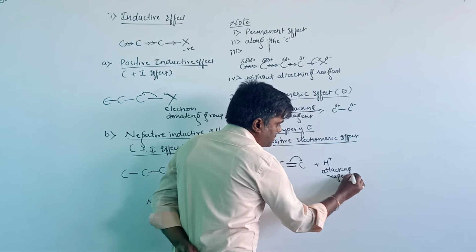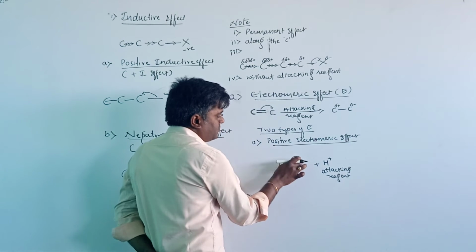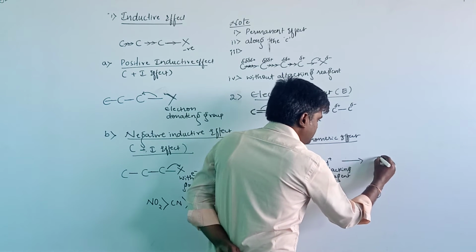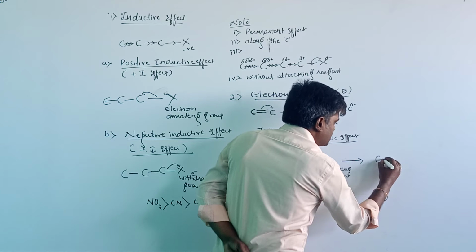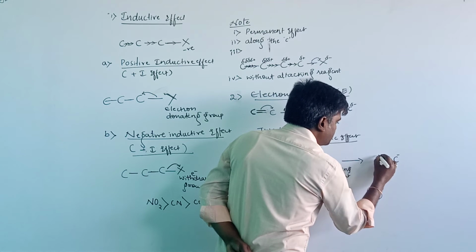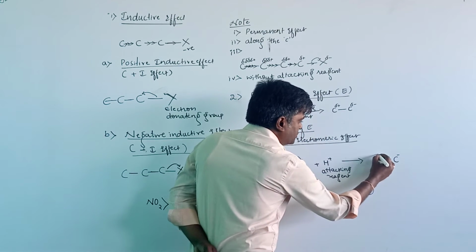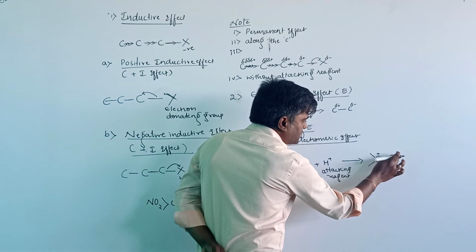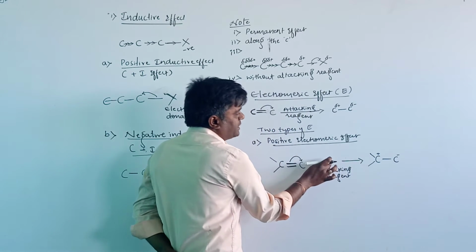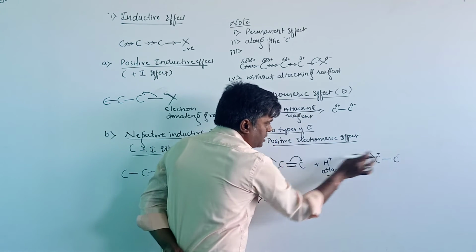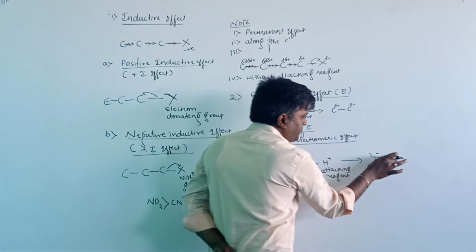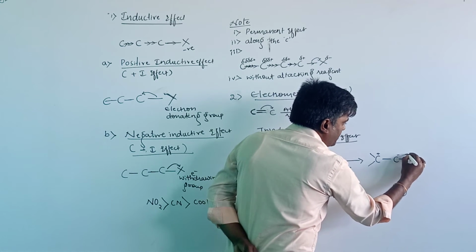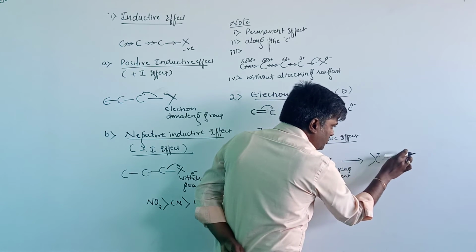In the presence of the attacking reagent, the displacement of electrons takes place. Then it will produce carbon single bond carbon, with a negative charge here and a positive charge here. The hydrogen attaches to the carbon atom bearing the positive charge to form the product. We can remove the charges here now.